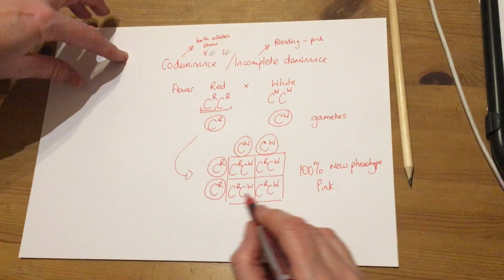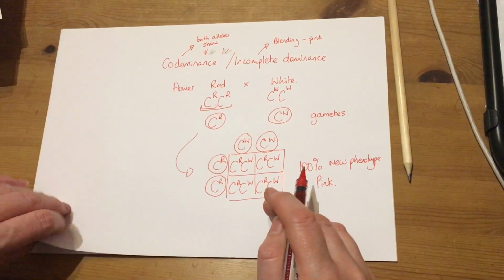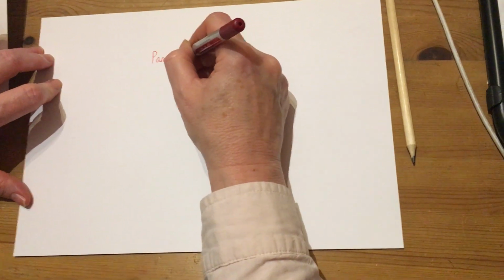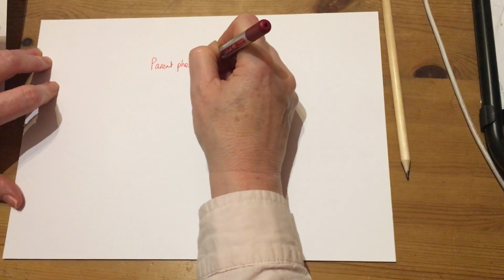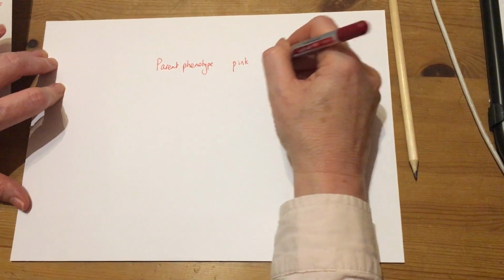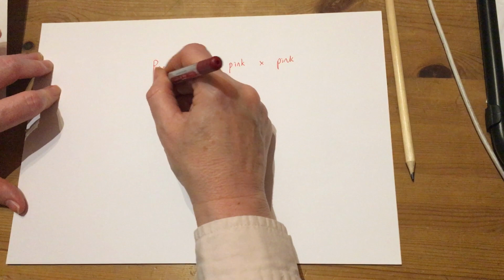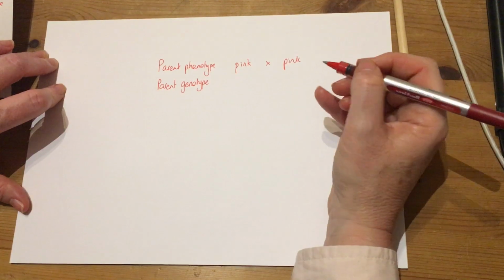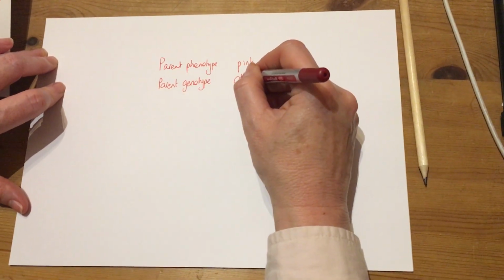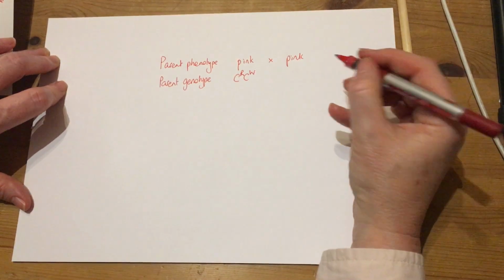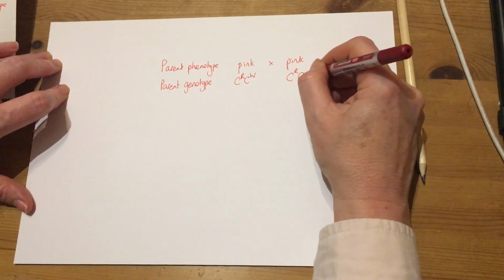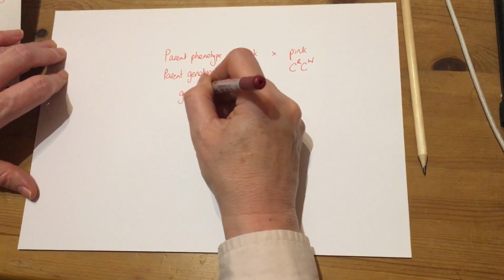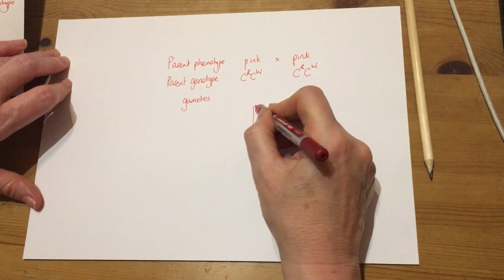Now what's going to happen if we take two of these and breed them together? Let's have a look. So lay this out properly. A parent phenotype is pink. So pink crossed with pink. The parent genotype, which is what the alleles actually consist of. So that's the colour gene with the red and the white alleles. And then the gametes, which we can actually put straight onto our Punnett square. So here is our Punnett square.